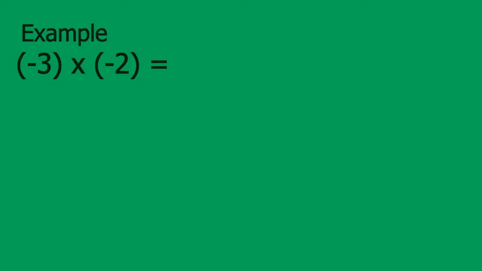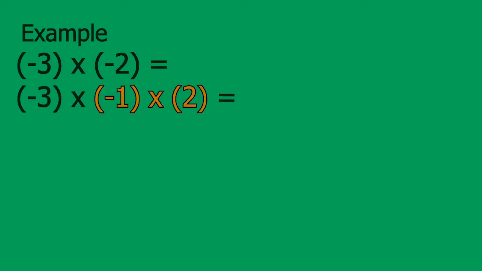Now here's the hardest one. And this is the one where a lot of people get confused and make mistakes. We have -3 times -2. Well, we don't actually have a -1. We're multiplying two negative numbers. Well, if it helps, let's rewrite it. Let's leave -3 alone for a bit and just work with -2. Well, we know that -2 is basically the same thing as -1 times 2. Okay, great. Let's rewrite it. -3 times -1 times 2.